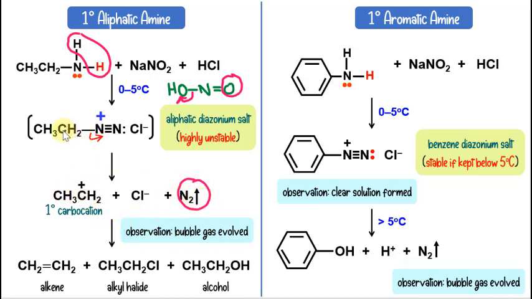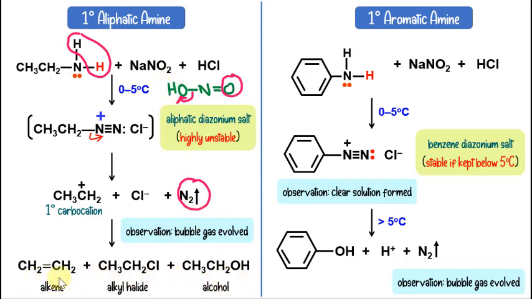Alright, and then when the bond between carbon and nitrogen breaks, here we will get a carbocation. In this case it is primary, because only one alkyl group is attached to the positively charged carbon. So, a primary carbocation. This carbocation will react with water to produce an alkene, and then we have Cl minus here, which will produce an alkyl halide, and also the OH minus here will produce an alcohol.